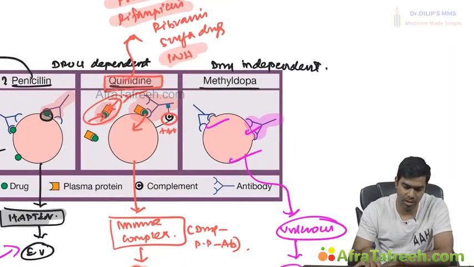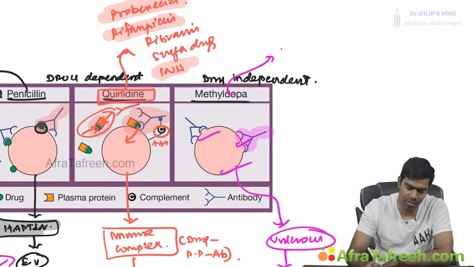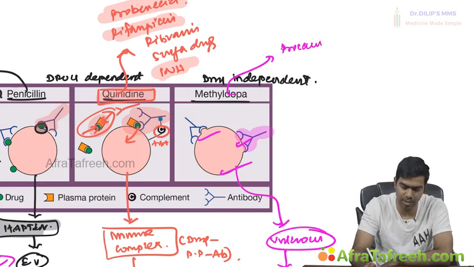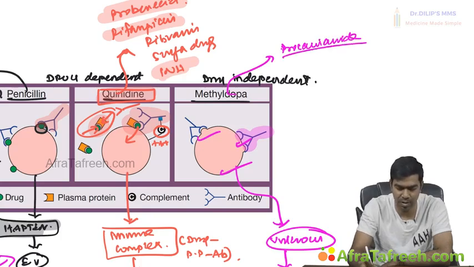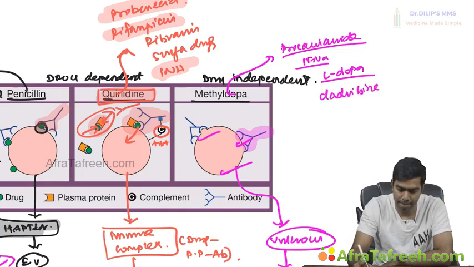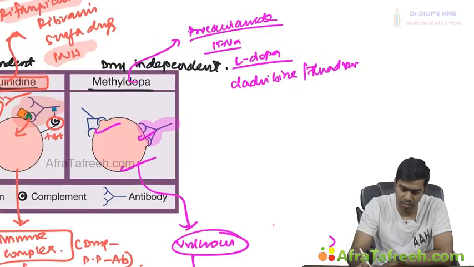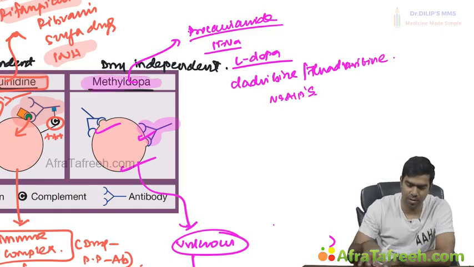Then for the third one, apart from methyldopa, what are the other drugs? Apart from methyldopa, you can get it with procainamide. Methyldopa is the classical example, then procainamide. Then you can get it with interferon alpha, L-dopa, cladribine and fludarabine, and certain NSAIDs also. But most important in this group is methyldopa. So that's what is very important.